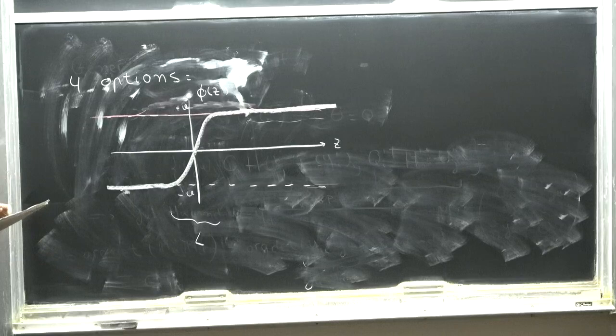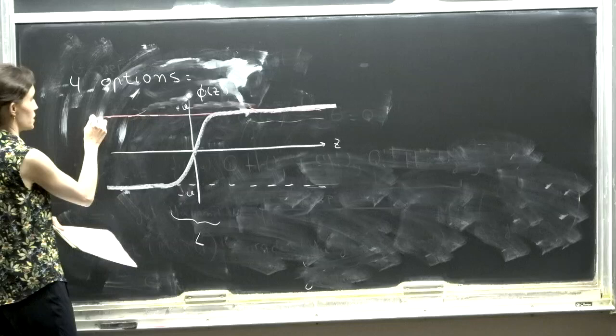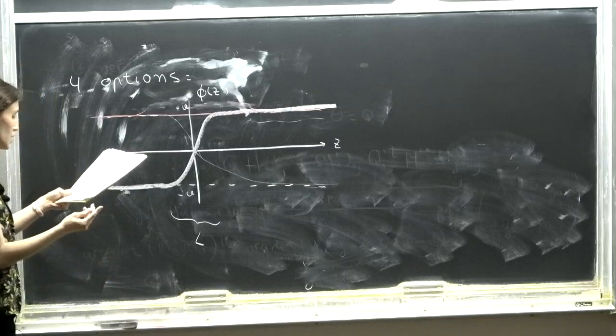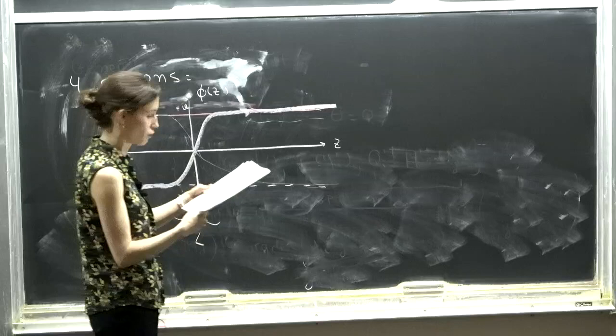And there's of course a similar equivalent solution, which is the case where we start at plus v at minus infinity, and then we go to minus v at plus infinity. Okay, so these are the two possible options that are non-trivial, where the energy is finite, cannot be deformed to the vacuum. So I've drawn this here as a function of the z direction.